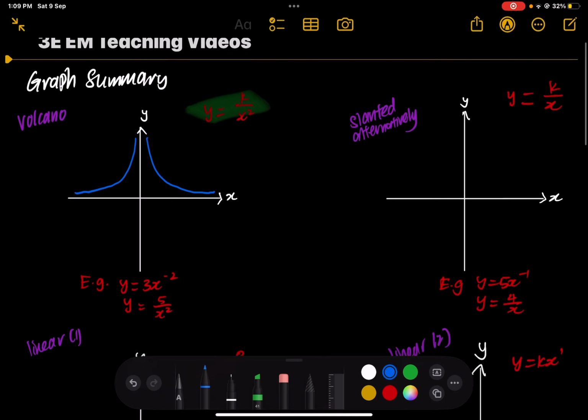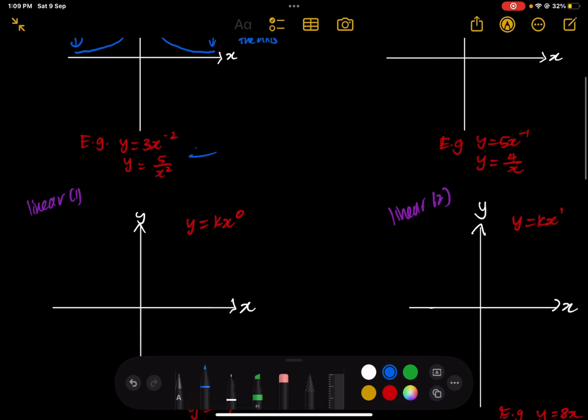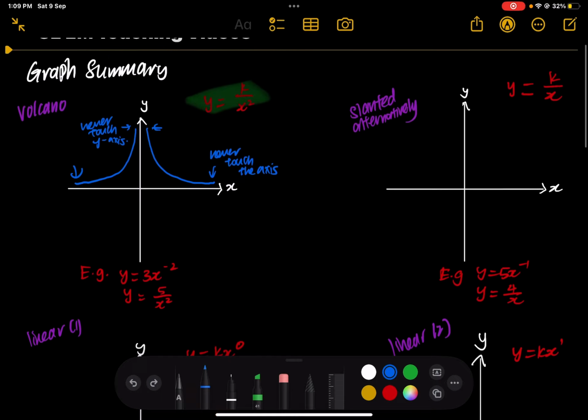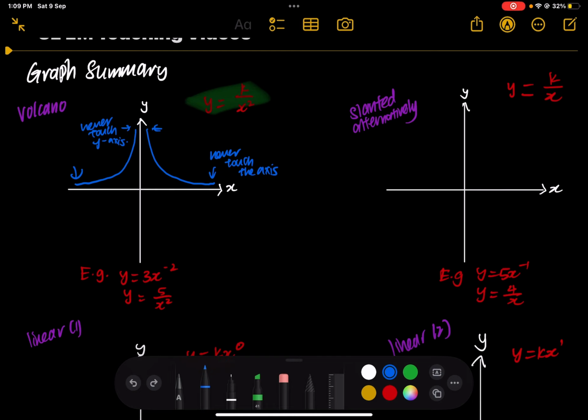Okay, know that these 2 points will never touch the x-axis, and these 2 points will never touch the y-axis. Okay, this is over x squared. Some examples over here you can see. You will see your indices. You can apply also.